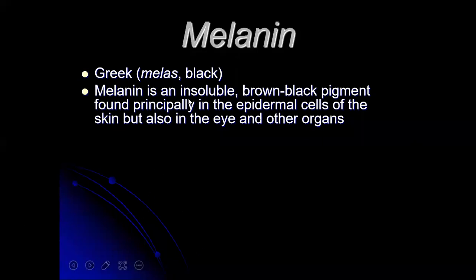So melanin is an insoluble brown to black pigment found principally in the epidermal cells, also called keratinocytes, of the skin. It can also be seen in the eye. So the retina also has this black pigment, also referred to as melanin. This black pigment sometimes is seen in other organs ectopically because it's not supposed to be there. So don't wonder if you see a black brain or black intestines, because sometimes some people have this pigmentation in other organs, but principally we see it on the skin and the eye.